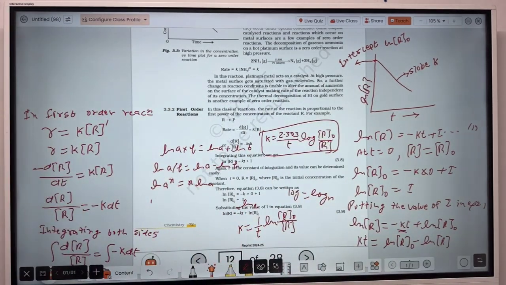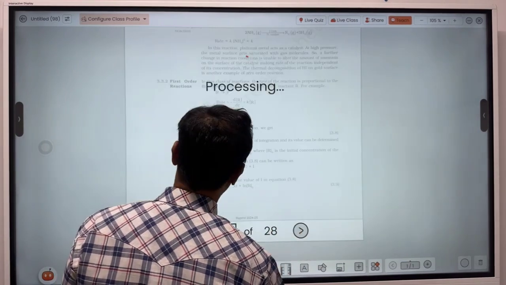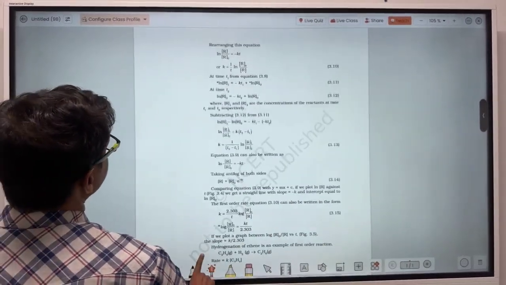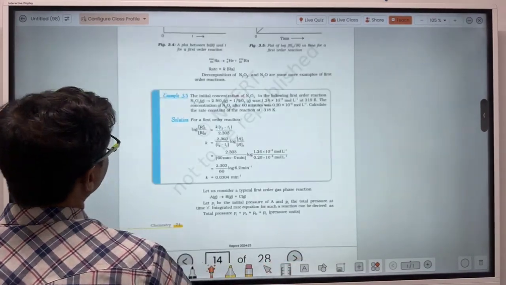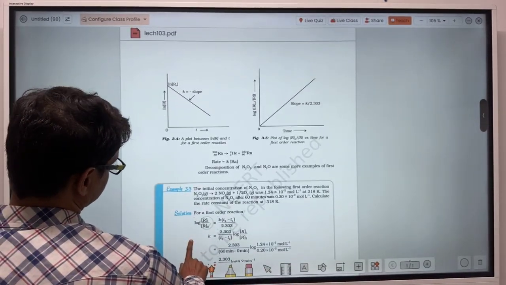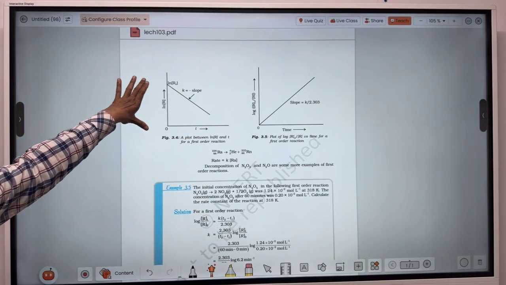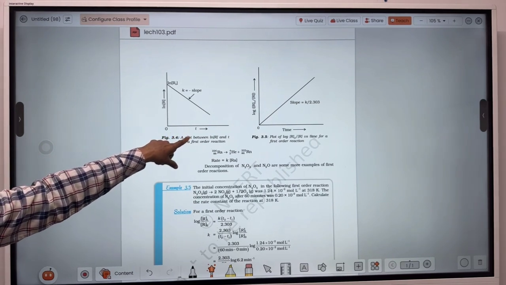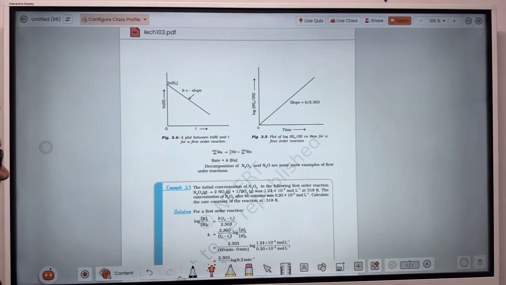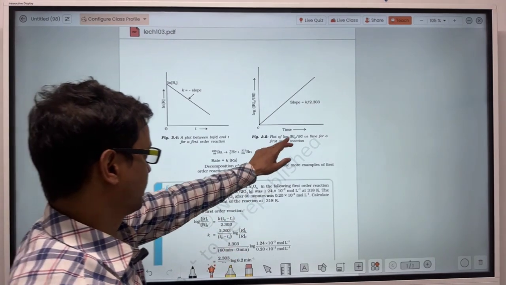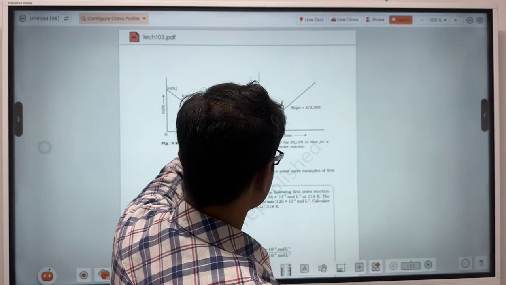Okay guys, this one is very easy. Now let's see. Just verify from the equation here. Same derivation here. In the first order reaction, log R versus t: the intercept is log R naught and the slope is minus k. Same here, for the log R naught by R versus t graph, this one will be an increasing graph.